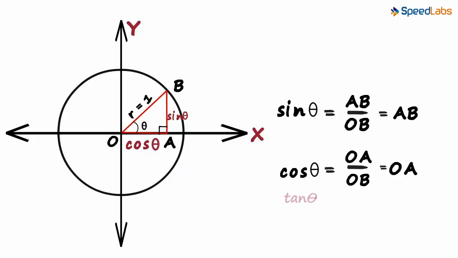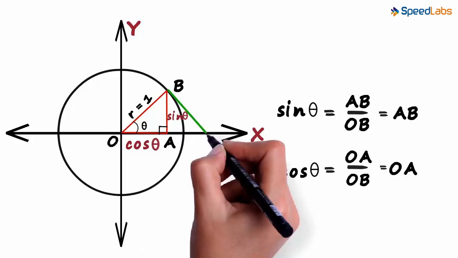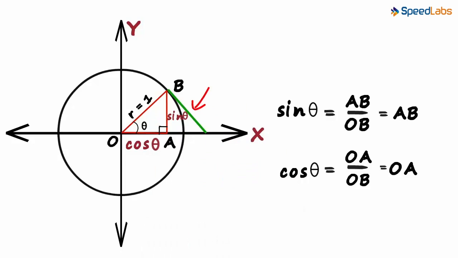What about tan theta? Tan is actually a tangent function. The length of tan theta will be the length of the tangent from point B to the x-axis, which is the length of this green line. This green line touches the circle at just one point, which is point B. This length will be tan theta. From this figure, we have the lengths of sine theta, cos theta, and tan theta.